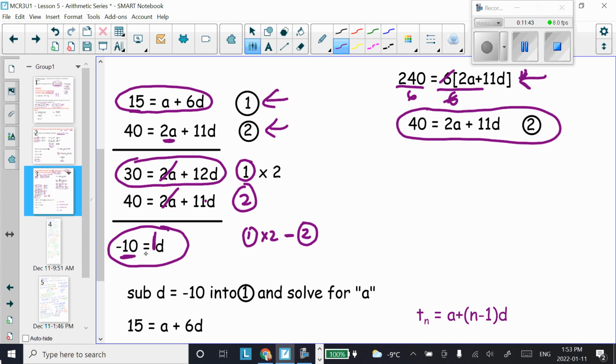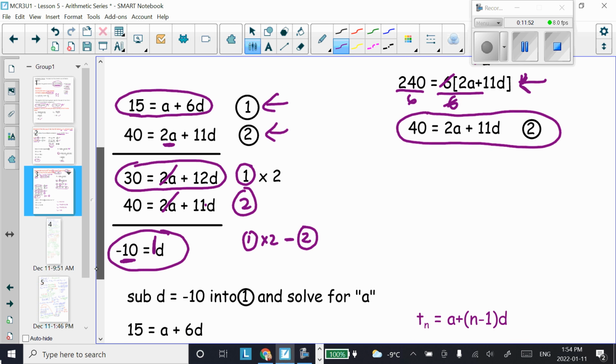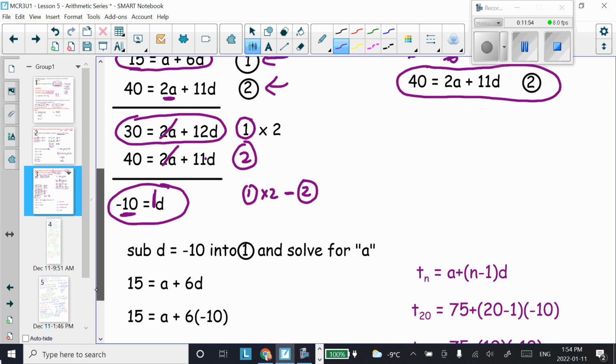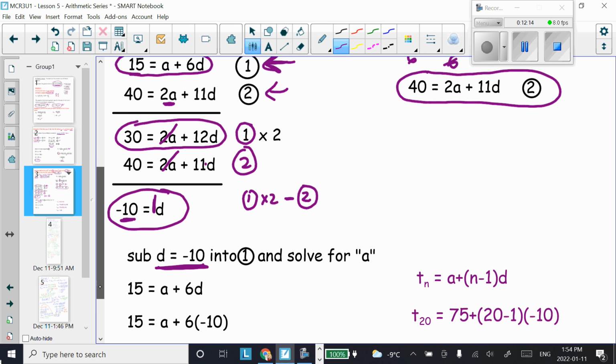So now I know what my d is. I know that my numbers are decreasing by 10. I still need to know what my first term is. So I'm going to use d equals negative 10 to solve for a. I'm subbing that into equation 1, my original one up here. I could also do equation 2, or the new equation here, 30 equals 2a plus 12d. All of those equations are going to give us the same answer for a. So I'm subbing it into equation 1.